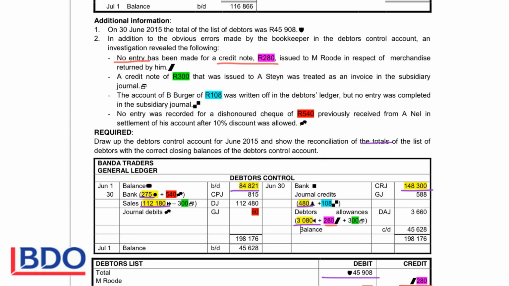A credit note for 300 was issued to Stein, and it was treated as an invoice in the subsidiary journal. So a mistake was made in the subsidiary journal. Because it was recorded in the wrong journal, it means that we have to correct this mistake in the control account and in the debtors list. It was a credit note, so with debtors allowances, we must show that that figure should increase with 300. And with the sales, we must decrease with 300.